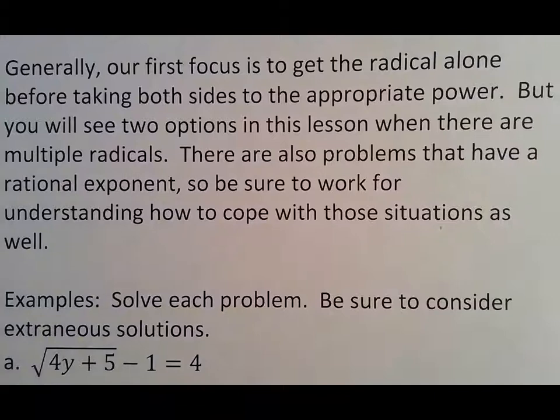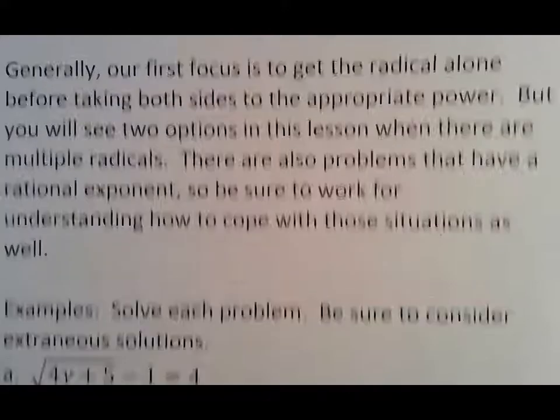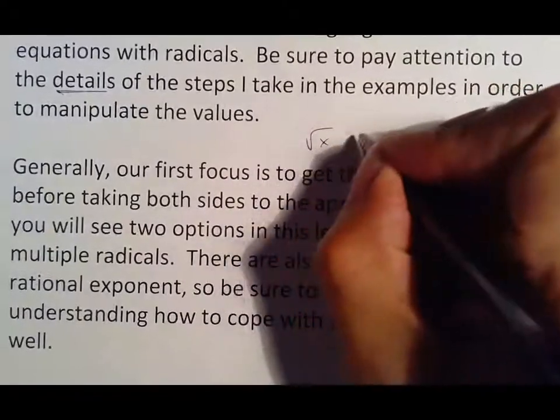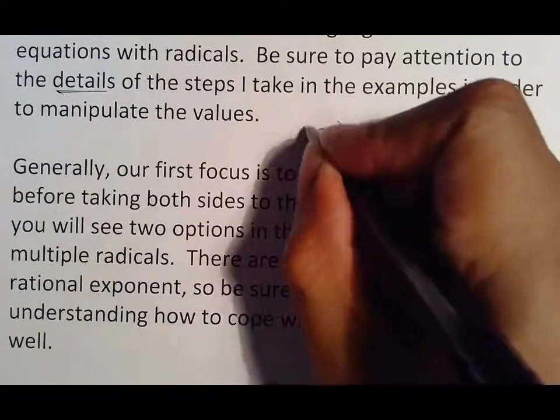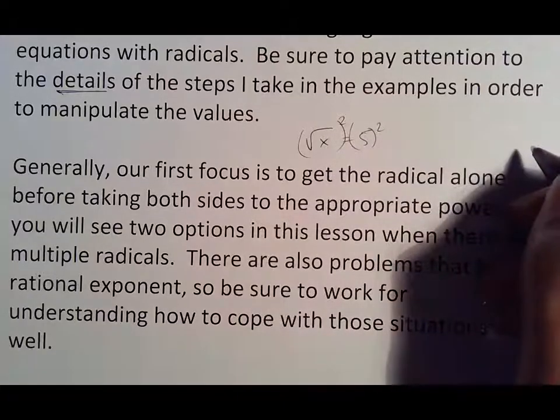Generally, our first focus is to get the radical alone. So I'm giving you the solving strategy right now, and then we're going to use it. You can take notes from this, but our first focus is to get the radical alone. After you get the radical alone, we take it to the appropriate power. What does that mean? It means if I have square root of x equals 5, you should understand you're supposed to square both sides to get rid of that square root.